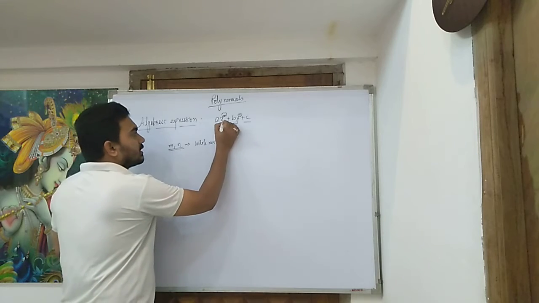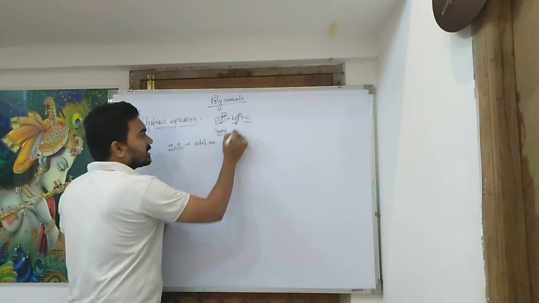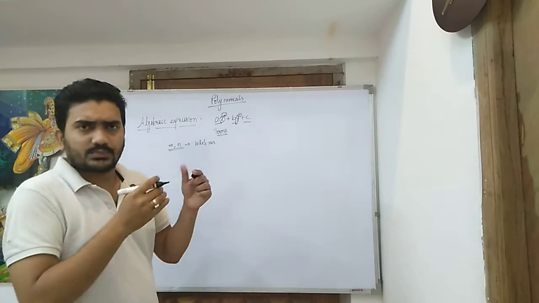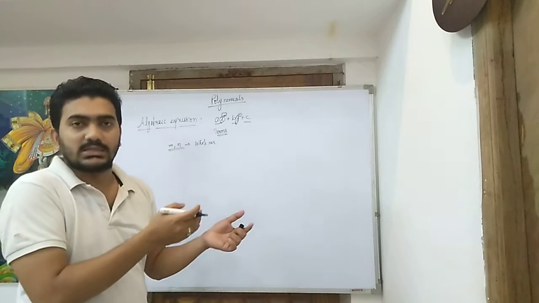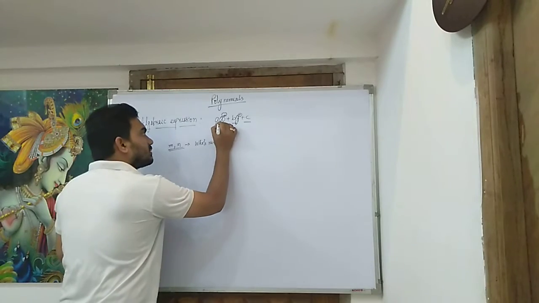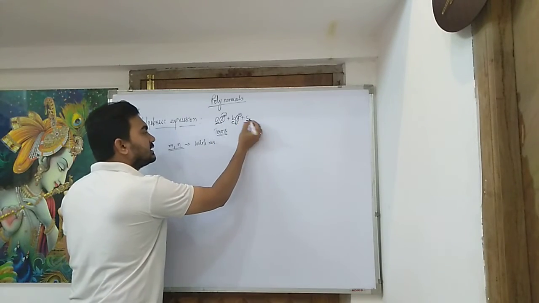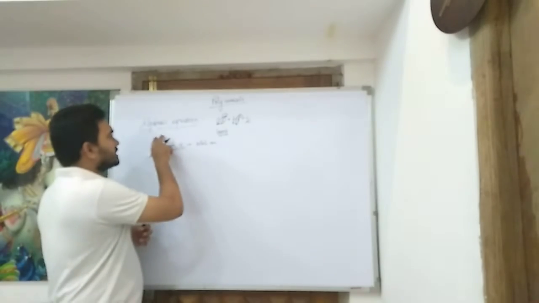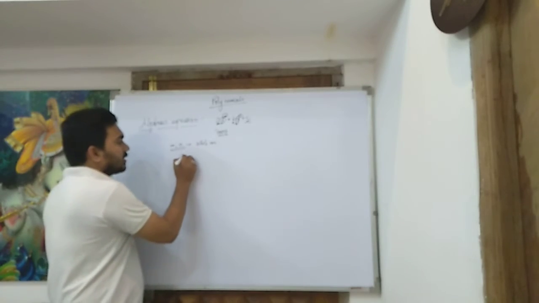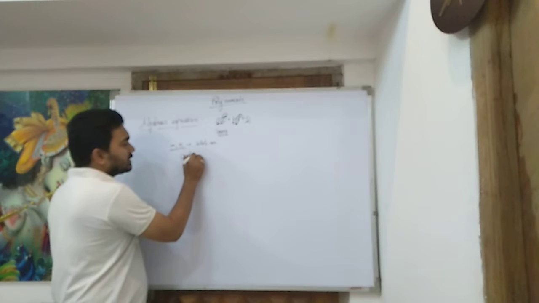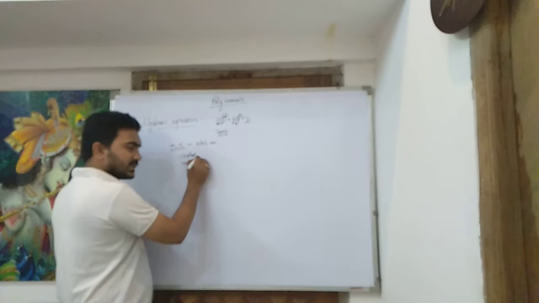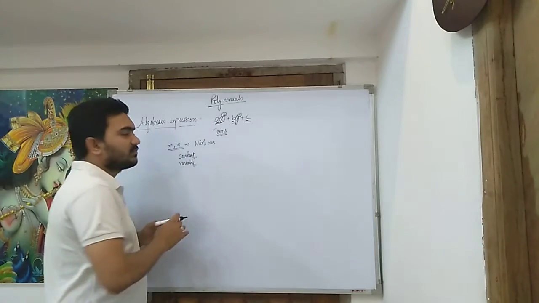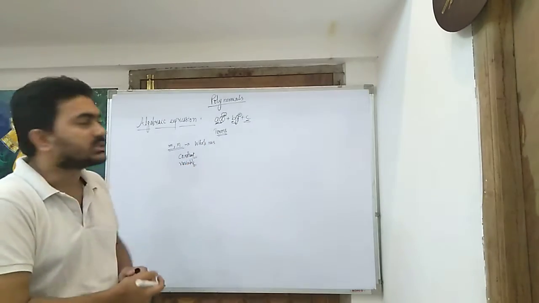Variables means this x is a variable, this y is a variable. Variables are those terms that can be changed. But these terms a, b, c are called constants. There are two parts of an algebraic expression, one is constant and the other is variable. Constants are generally known while variables are to be found out during the algebraic calculations.